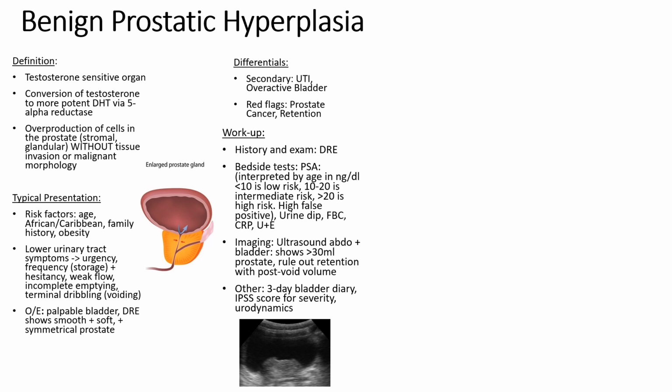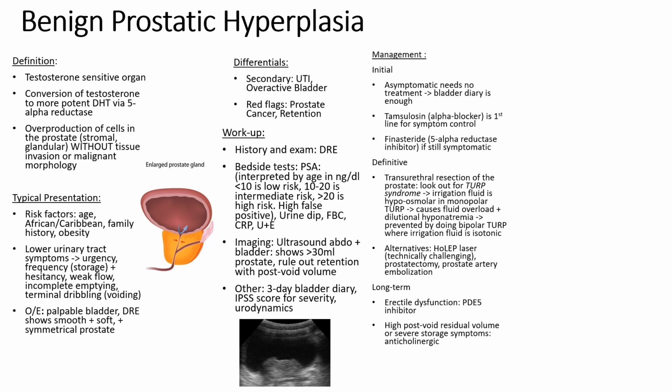So keeping with the theme of structure, we can split management into initial management, definitive, and long-term management. If the patient is asymptomatic, a bladder diary is enough. But then for patients with symptoms, an alpha blocker like tamsulosin is the first line, before we put them on finasteride, the 5-alpha reductase inhibitor. This is because finasteride can cause a bunch of side effects for a small proportion of patients, like sexual dysfunction.